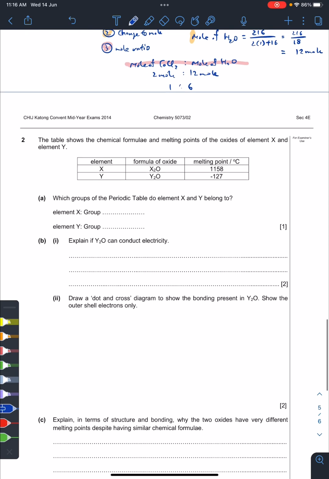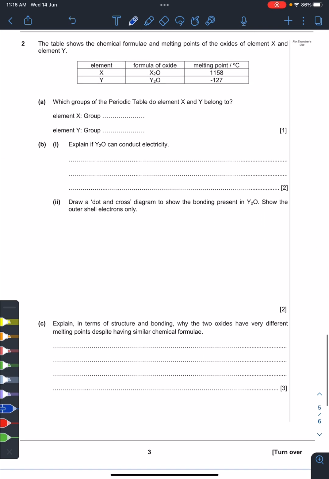Okay, let's move on. Question 2. Okay, wow, what's happening here? Don't panic. First thing, let's take a look. I look at the oxide, and I see that there's a high melting point. High melting point.